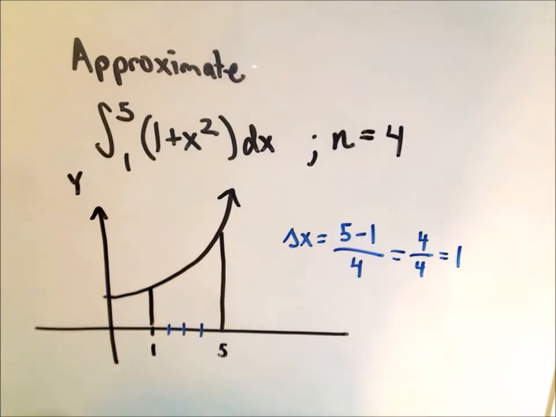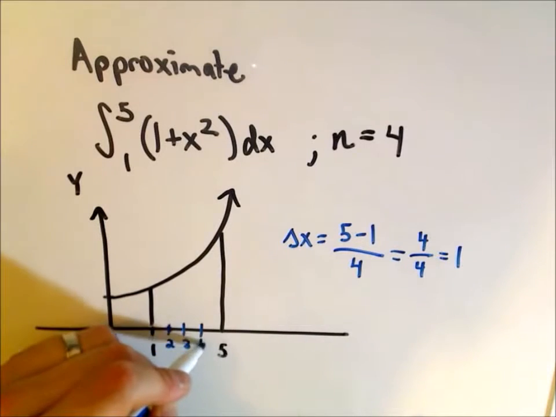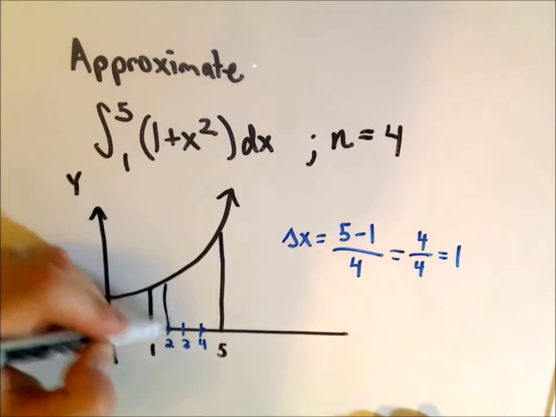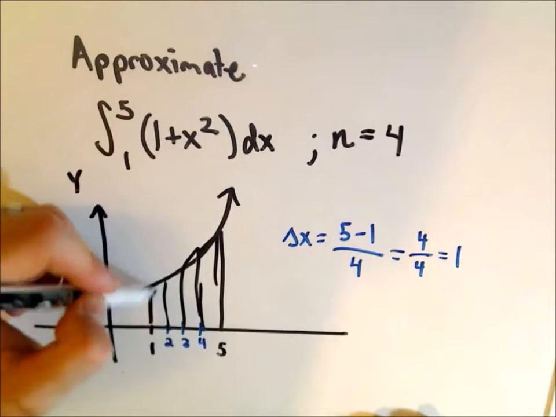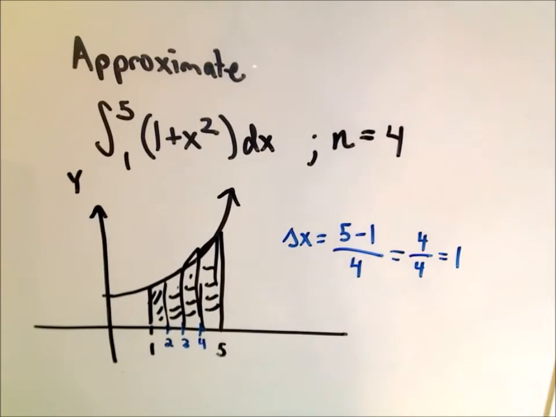Each one has width 1, so you can see that the values would be 2, 3, and 4 of our points. And it says now what we're going to do is use, again, trapezoids to cover this region and approximate the area underneath the curve. Okay, so my bad little picture there.